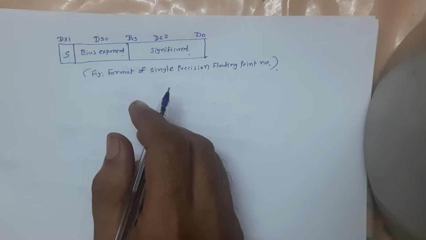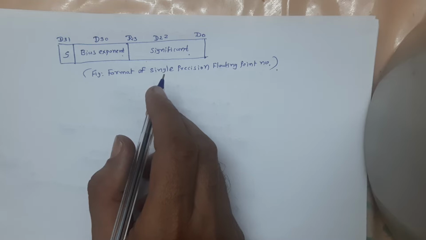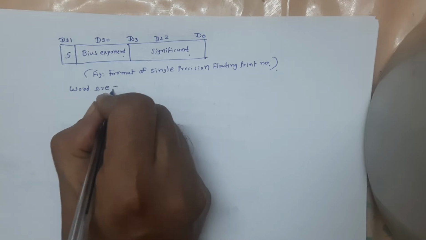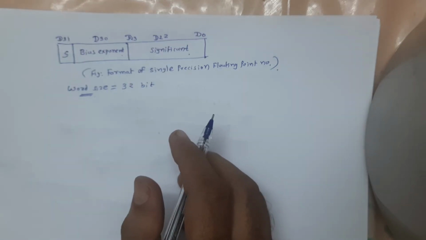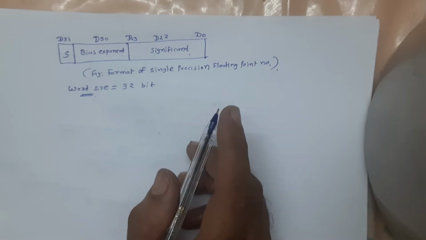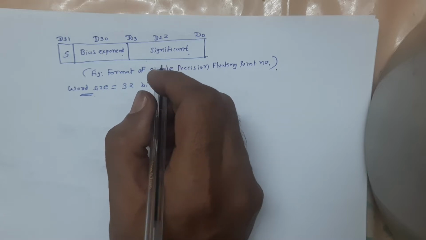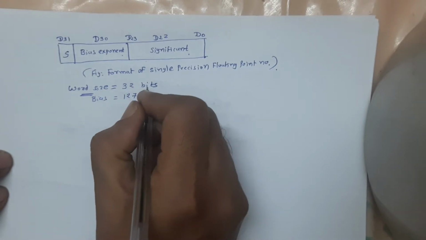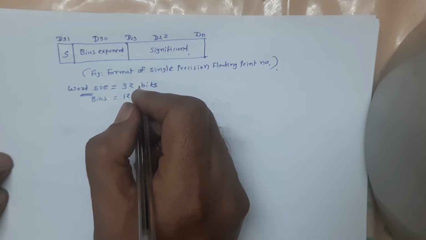In single precision, the word size of the floating point number is 32 bits. Here the word size is equal to 32 bits, and 127 is the bias. We will discuss this when we take the example. The format of a single precision floating point number is shown in the figure.